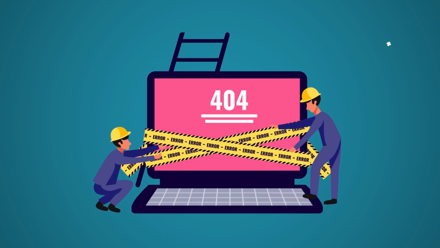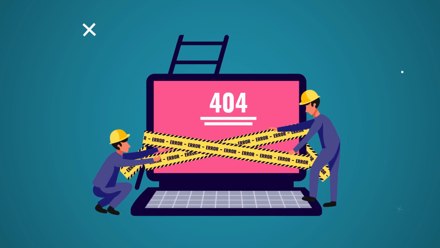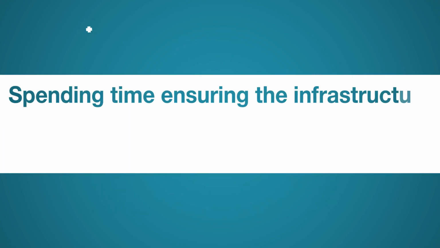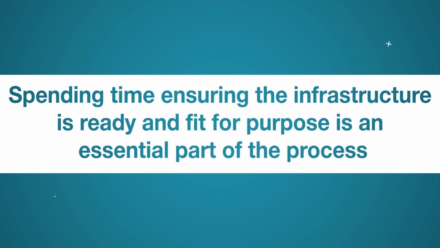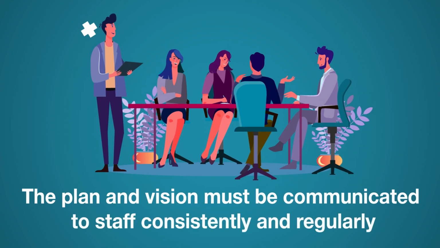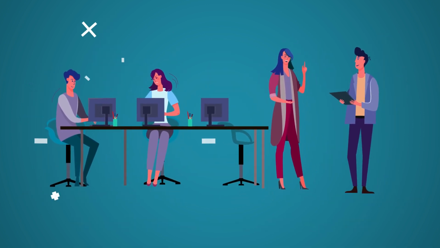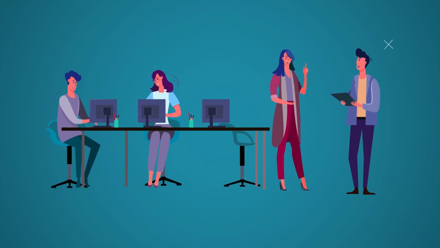Conditions. Next, the leader must ensure the right conditions are in place to support the initiative. Technical problems will kill off even the most careful strategies, so spending time ensuring the infrastructure is ready and fit for purpose is an essential part of the process. Climate. Following that, the plan and vision must be communicated to staff consistently and regularly across planned meetings and interactions. It must be publicised to ensure staff understand the priority of the programme.